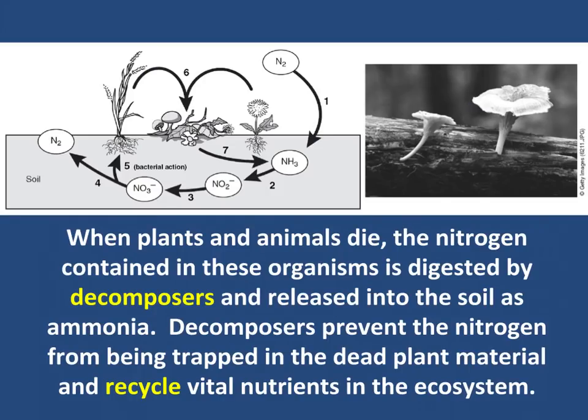So far, we've talked about 2 ways that nitrogen gas can be converted, by lightning and by nitrogen-fixing bacteria. A third way that nitrogen gas can be converted is through decomposers. So whenever plants and animals die, the nitrogen contained in these organisms is digested by decomposers and released into the soil as ammonia. Decomposers prevent the nitrogen from being trapped in the dead plant material and recycle vital nutrients in the ecosystem. So on number 10, this is important. What type of organism recycles nitrogen that would be trapped in dead plants and animals? Decomposers.